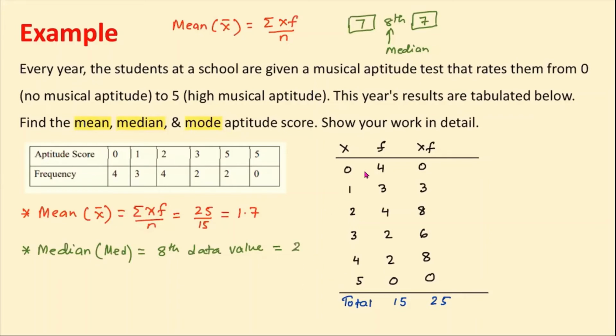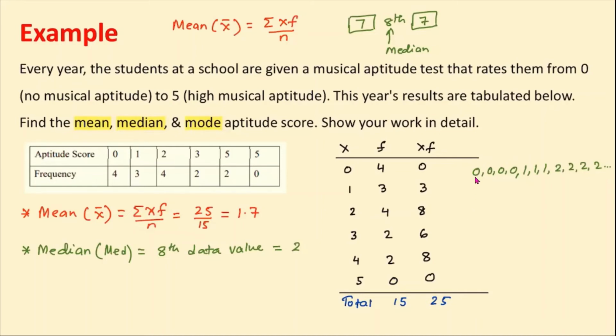We have 4 zeros like this: 0, 0, 0, 0. Then we have 3 ones: 1, 1, 1. And then we have 4 twos: 2, 2, 2, 2. That's how the data continues after that. Then 2 of the 3s, 2 of the 4s, and no 5s. And we know that the median is the 8th item.